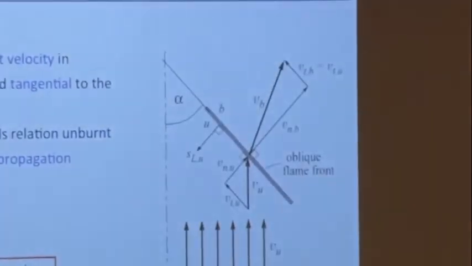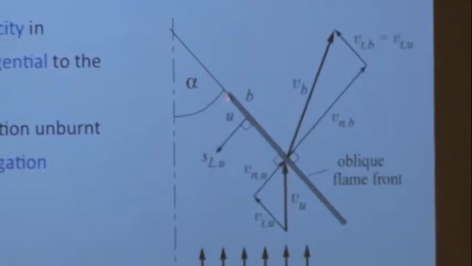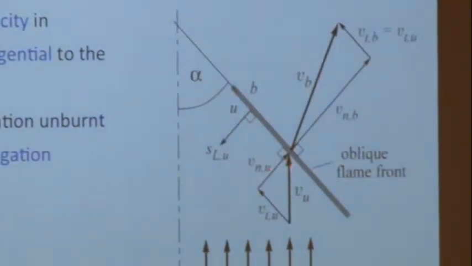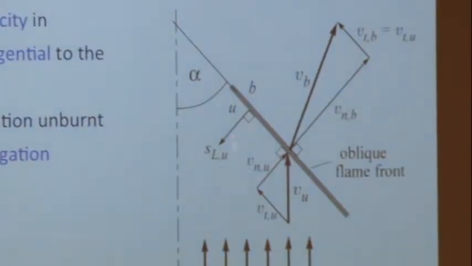So when we say SLU, we mean the velocity of this flame with respect to the unburned gases. Then SLU is the same as this. SLB would be the same as VNB. So you see that would be larger in this case.